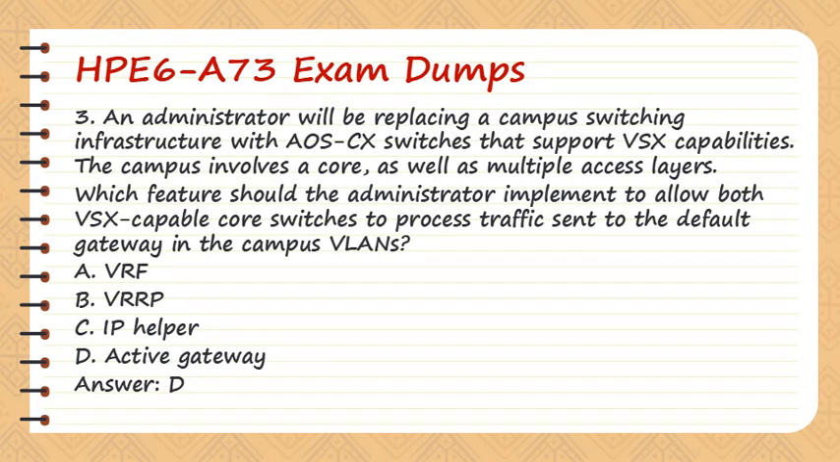3. An administrator will be replacing a campus switching infrastructure with AOS-CX switches that support VSX capabilities. The campus involves a core, as well as multiple access layers. Which feature should the administrator implement to allow both VSX-capable core switches to process traffic sent to the default gateway in the campus VLANs? A. VRF. B. VRRP. C. IP helper. D. Active gateway. Answer: D.